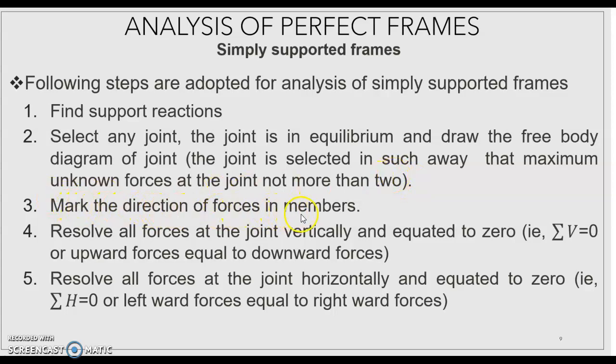Mark the direction of the forces in the members. We assume the forces in any direction, and if the force is towards the joint, or pushes the joint, it is compression, and if the force pulls the joint or is away from the joint, it is tension. Resolve all the forces vertically and equate to 0, that is sigma V is equal to 0, or upward force equal to downward force. Resolve all the forces horizontally and equate to 0, that is leftward force equal to rightward force.